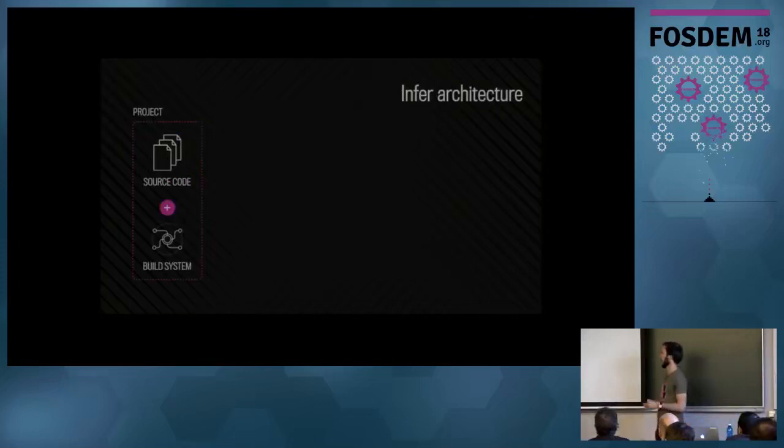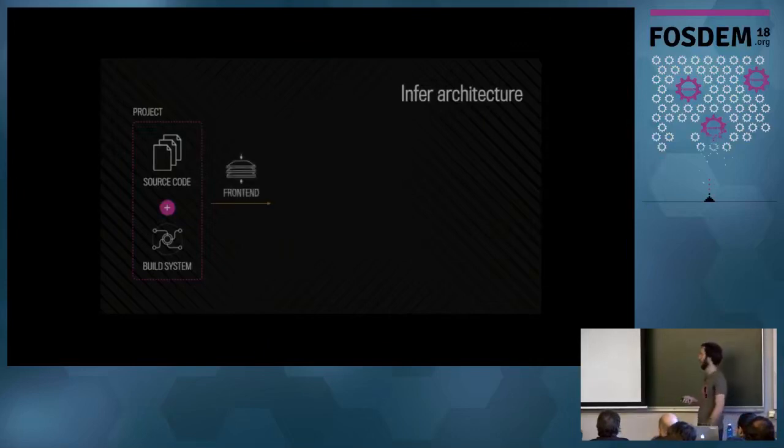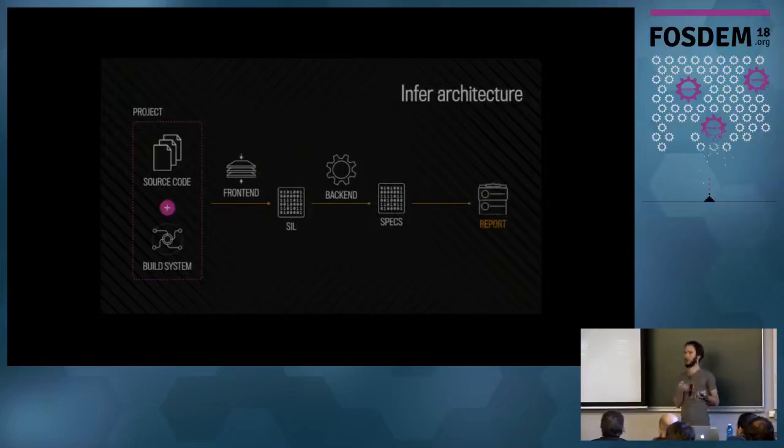OK, so Infer starts from a project, which is some source files and a build system to build these files. And it's architected like a compiler. So first, there's a front end that takes source code in the source language, so Java or languages supported by Clang. And much like a compiler, it translates them into a much simpler IR, common to all languages, that is called SIL. And SIL is much simpler than Java or C++. It's basically just loads and stores and function calls and go-tos.